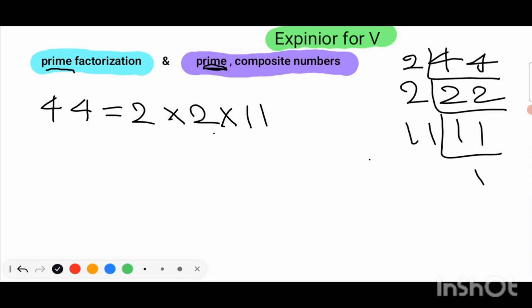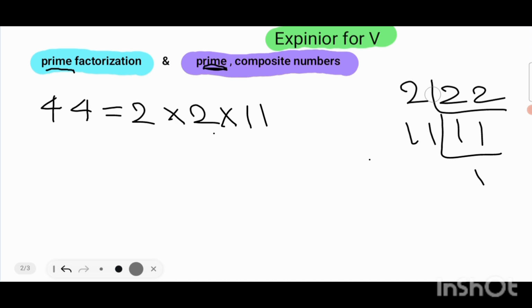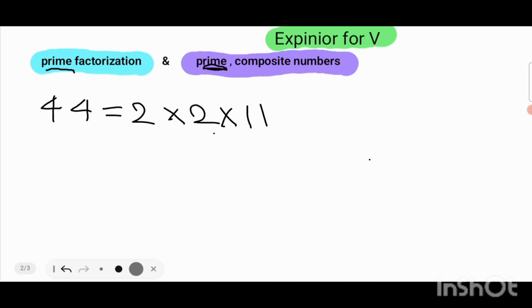Now I will give another case regarding the process. So if you have a number 232, okay, yeah, then here normally we'll start with 2.